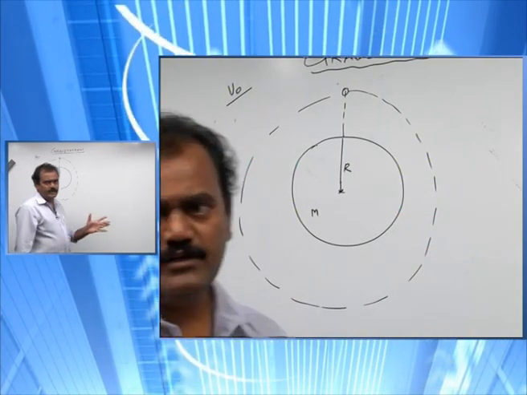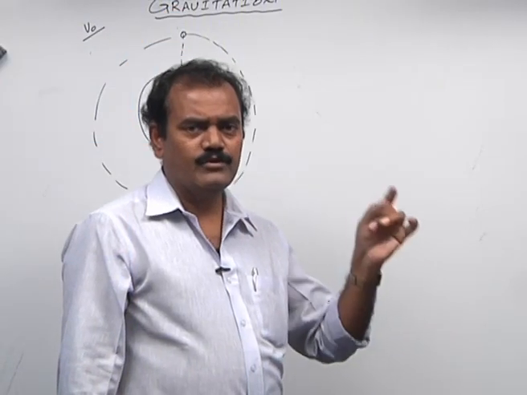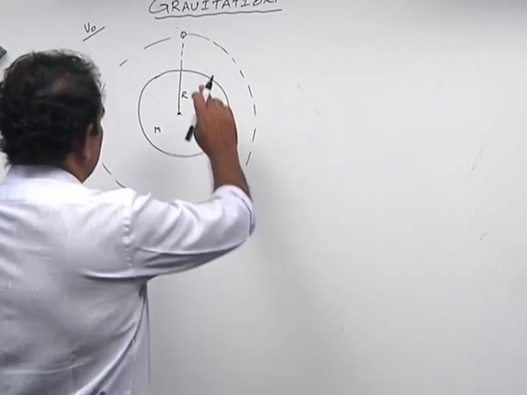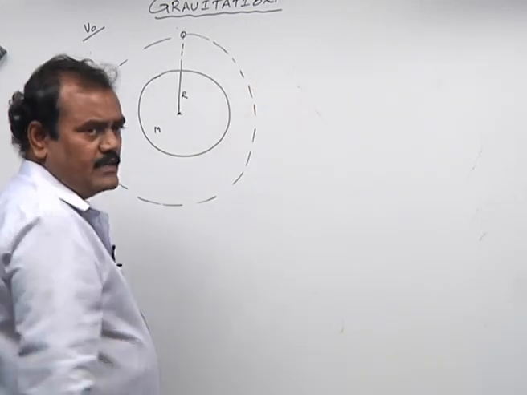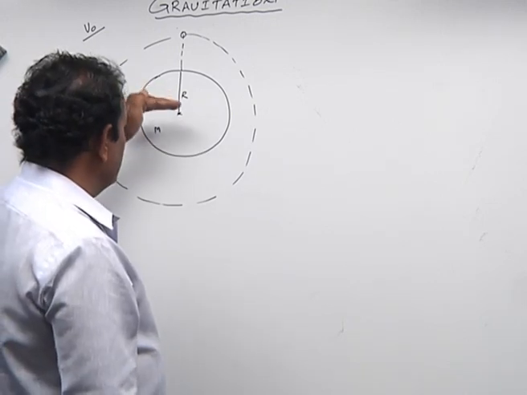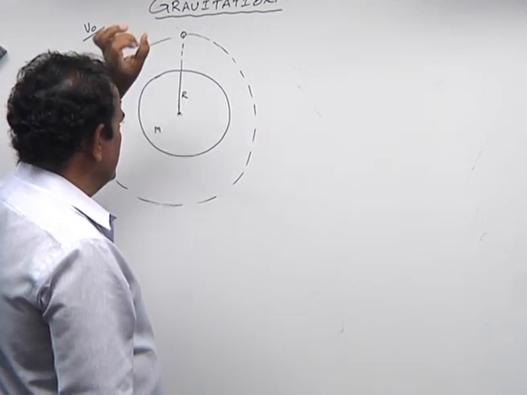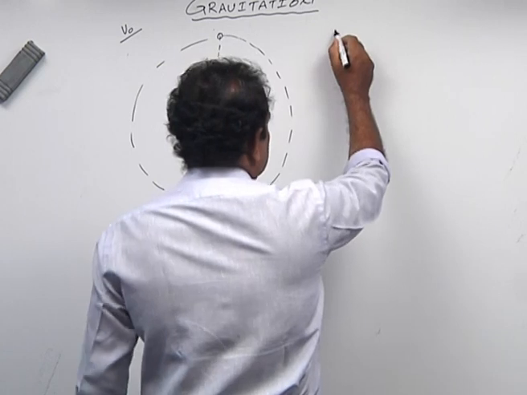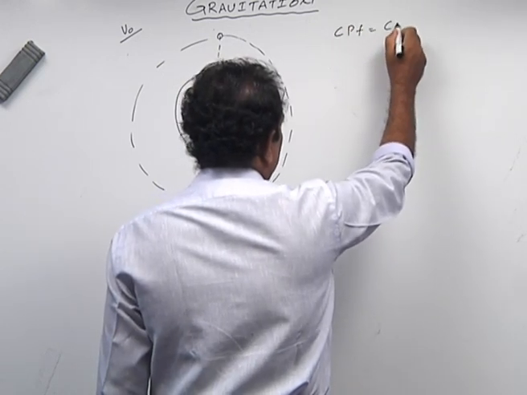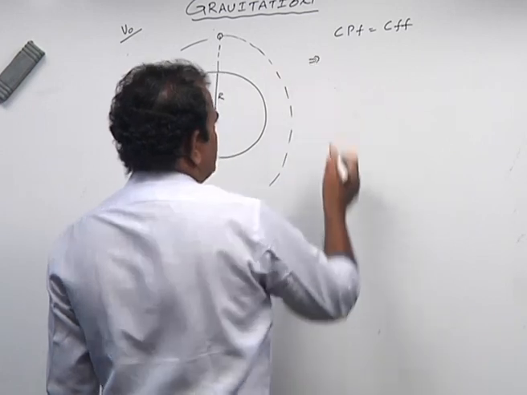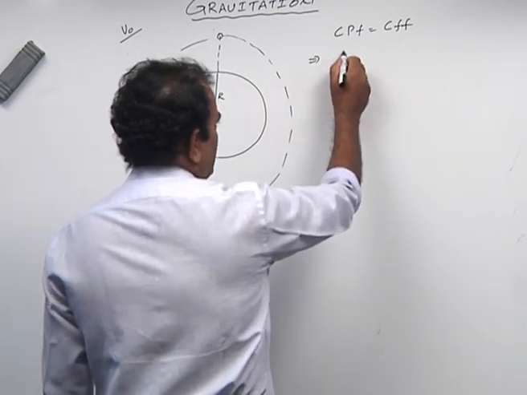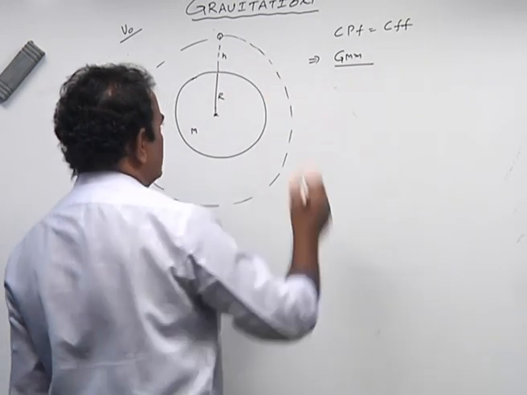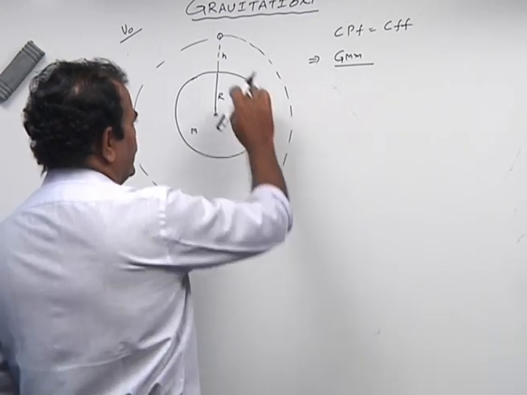Once again, the definition of orbital velocity: it is the velocity to be imparted to a satellite so that it can rotate around the earth in a fixed orbit. When it is rotating, it experiences centrifugal force, and the gravitational force of attraction between the earth and the satellite supplies the necessary centripetal force. So we take CPF equal to CFF. CPF is equal to capital G, capital M and small m, and here we are considering h: the satellite is rotating at a height h.